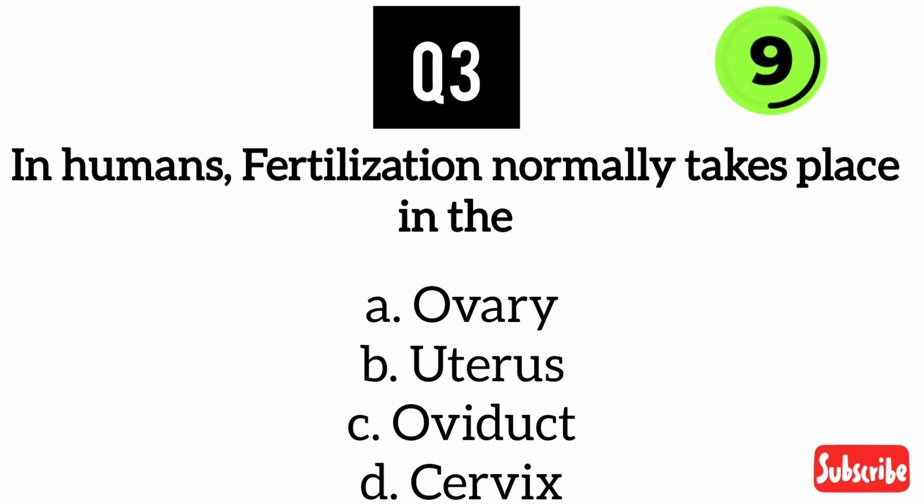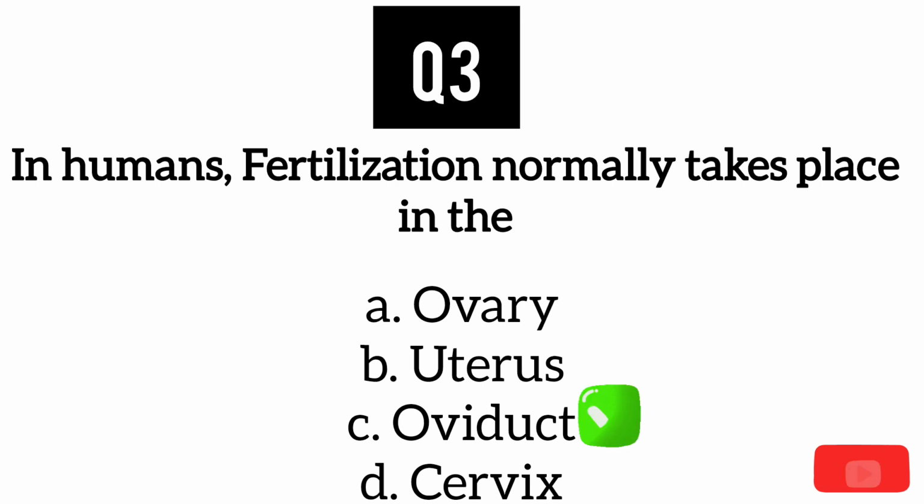Question 3. In humans, fertilization normally takes place in the A. Ovary, B. Uterus, C. Oviduct, D. Cervix. So the correct answer is C. Oviduct. Oviduct, which is also known as fallopian tube, is the site of waste removal and nutrient exchange.